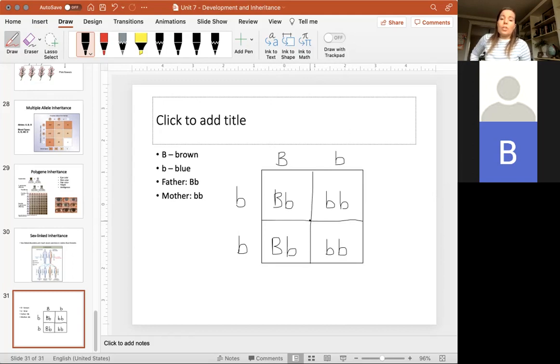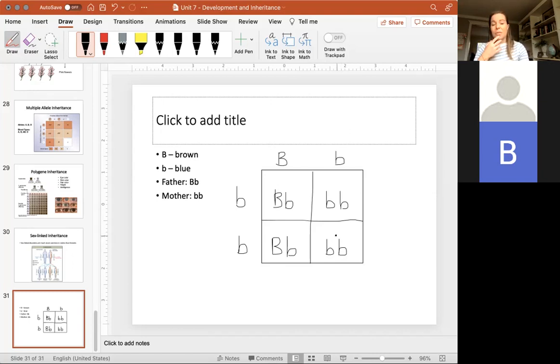What if you're asked, what are the chances that they'll have a homozygous dominant child? 0% chance, right? There's no homozygous dominant. What are the chances they'll have a homozygous recessive child? 50%. Yep, because that's the other two. 2 out of 4 is 50%. Or if you just said 2 out of 4, that's fine too.